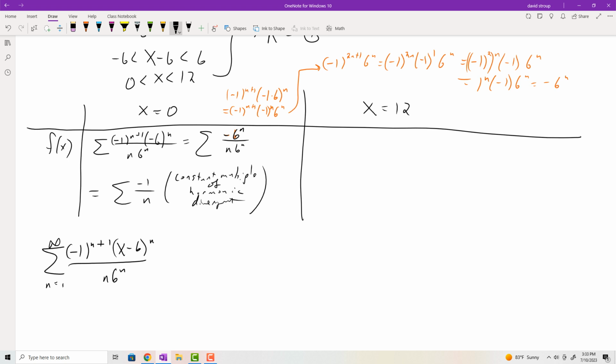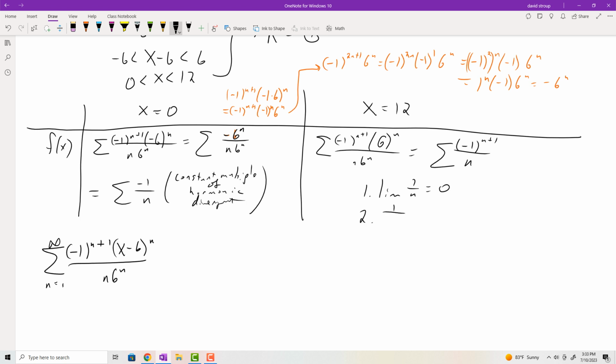Okay. All right, let's do the other endpoint. So I have the sum -1 to the n plus 1 times 12 minus 6 is 6 to the n over n, 6 to the n. 6 to the n's cancel, and we have an alternating harmonic, right? So I have to do alternating series tests. So the limit of 1 over n is definitely 0.